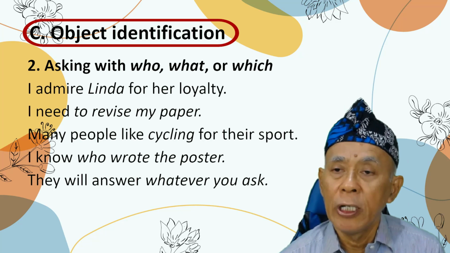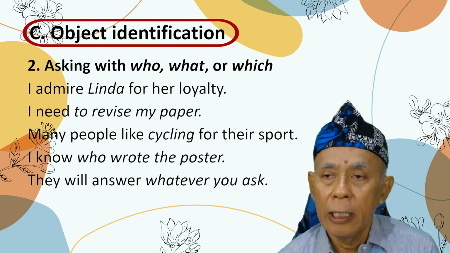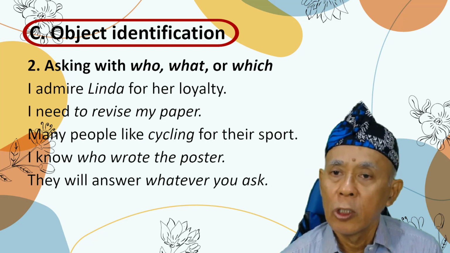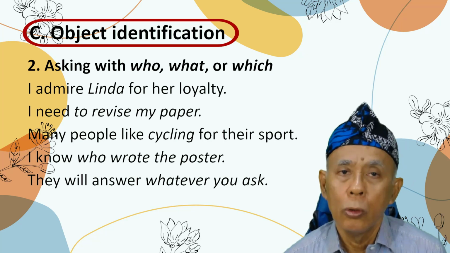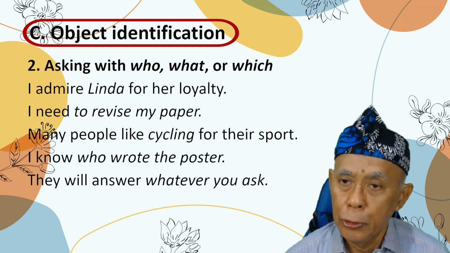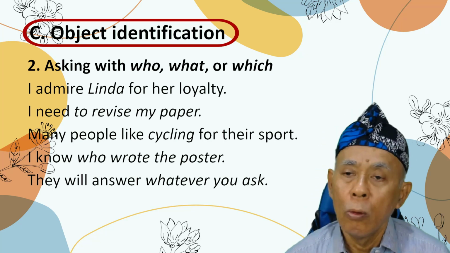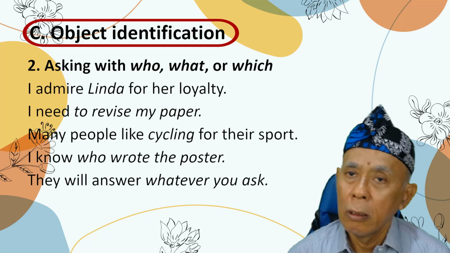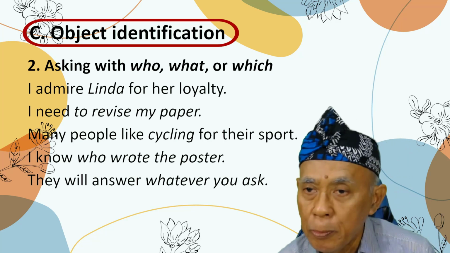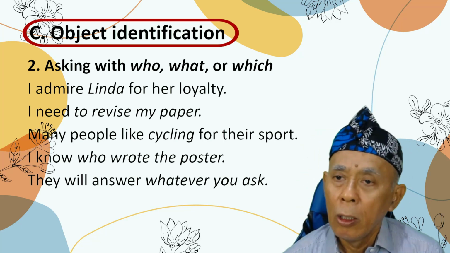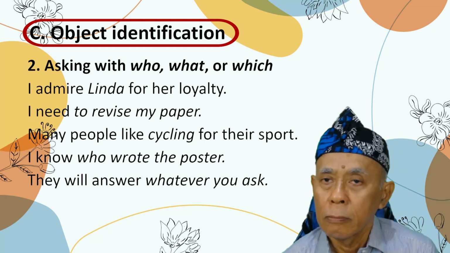Many people like cycling for their sport. What do many people like to do? That's cycling for their sport. I know who wrote the poster. Who do you know? That's who wrote the poster, which is the object. They will answer whatever you ask. What will they answer? Whatever you ask. So here we can substitute Linda, to revise my paper, cycling for the sport, who wrote the poster, and whatever you ask with the question word who, what, or which.